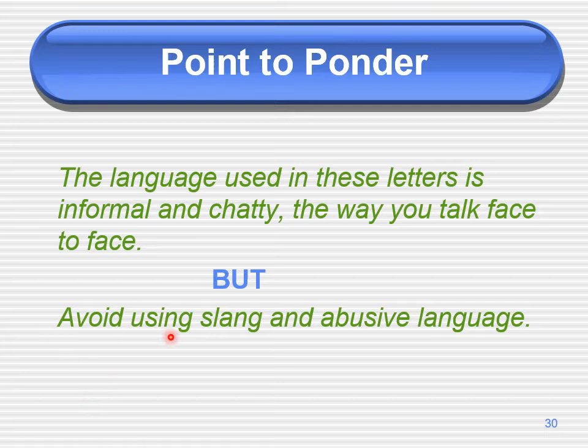Avoid using slang and abusive language. However, try not to use slang and abusive language. For example, don't use the word shit, stupid, and all that type of dirty language. Okay.